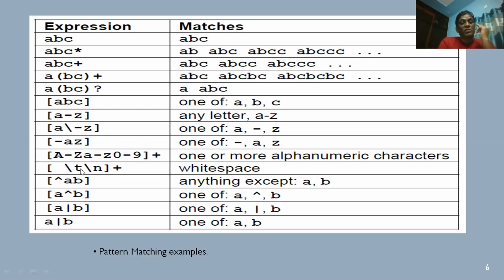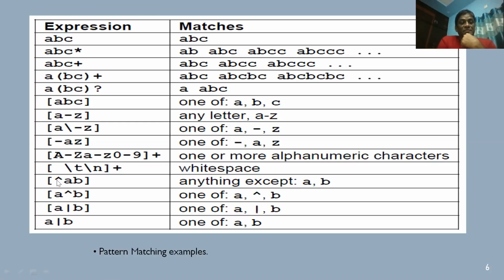And this is one or more appearances of white spaces. Backslash t is a white space representing tab. Backslash n is a new line character representing another kind of space. Okay, one or more, and this is a blank space. So either blank space or backslash t or backslash n represents a white space.